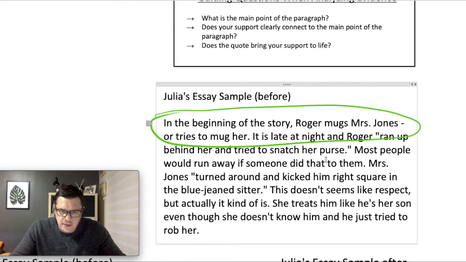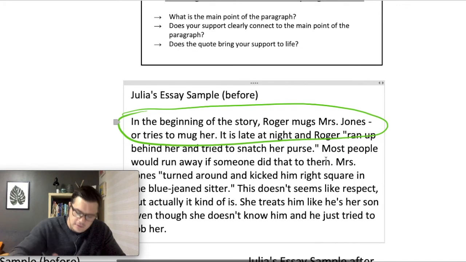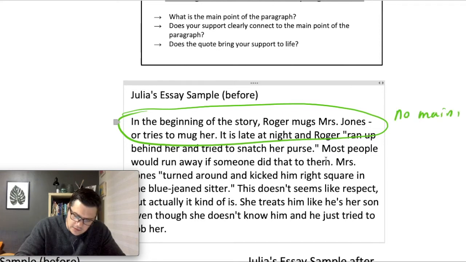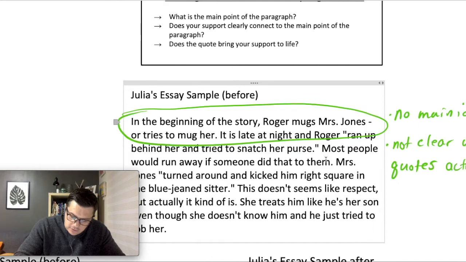So there are many gaps here. And what I would write on the side here is "no main idea," and "it's not clear what the quotes actually show."